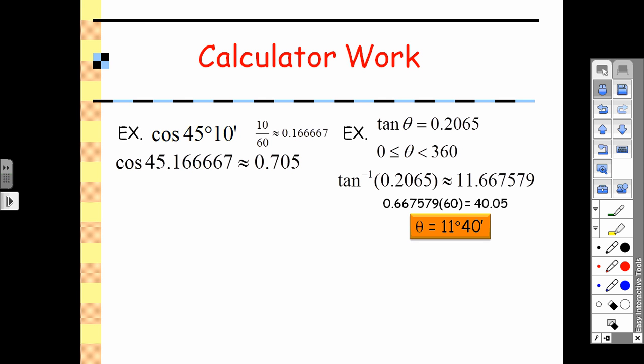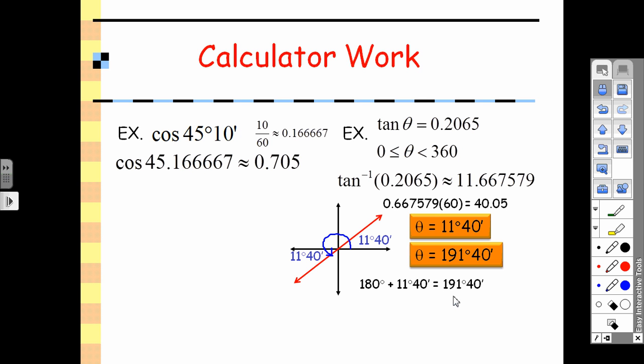Okay, so next. Remember how I said that there's this interval? Well, there's two places, if you recall, with all students take calculus, that tangent is going to be positive. Here and there. So here's our angle that's 11 degrees, 40 minutes. And down here, this little reference angle is 11 degrees and 40 minutes. What we need to do is figure out what this whole angle going all the way around is. So if our reference angle is 11 degrees and 40 minutes, how do you think we would figure out what that actual angle is? Well, if we take 180 and then add 11 degrees 40 minutes, we get 191 degrees 40 minutes. And there you have it.